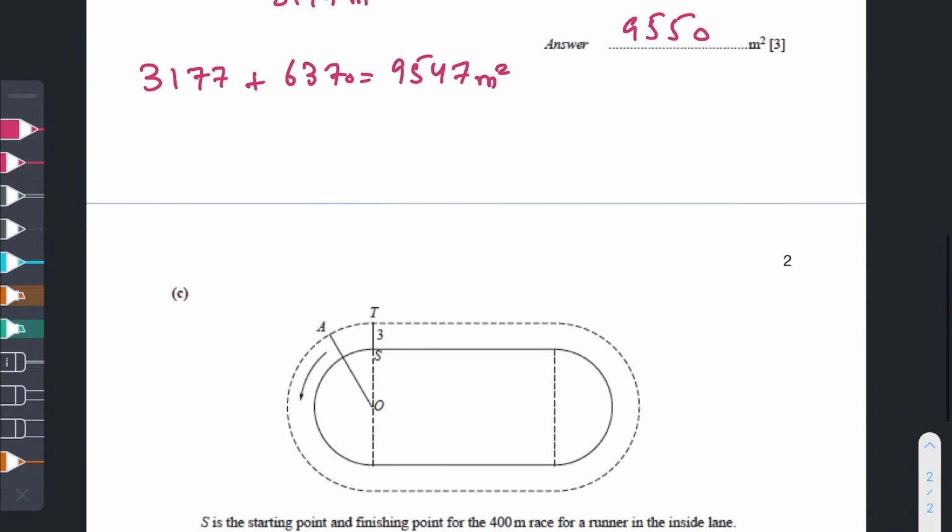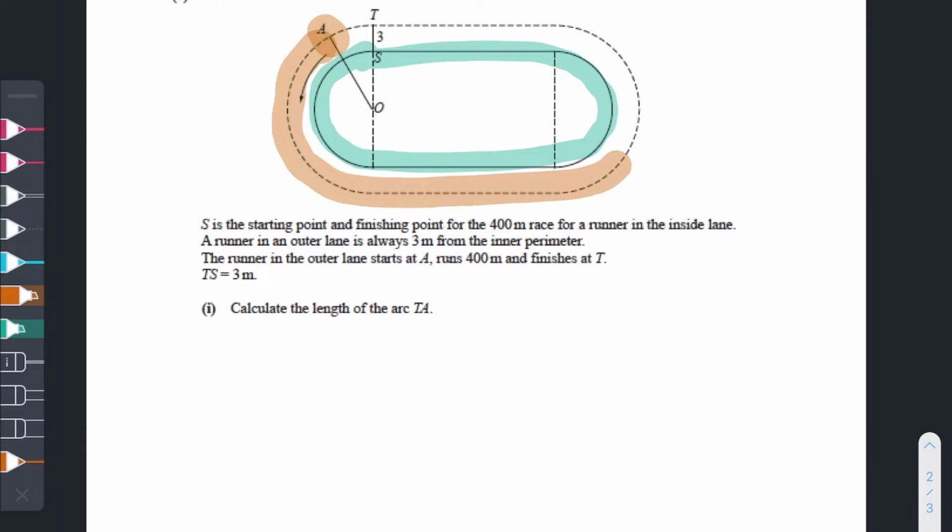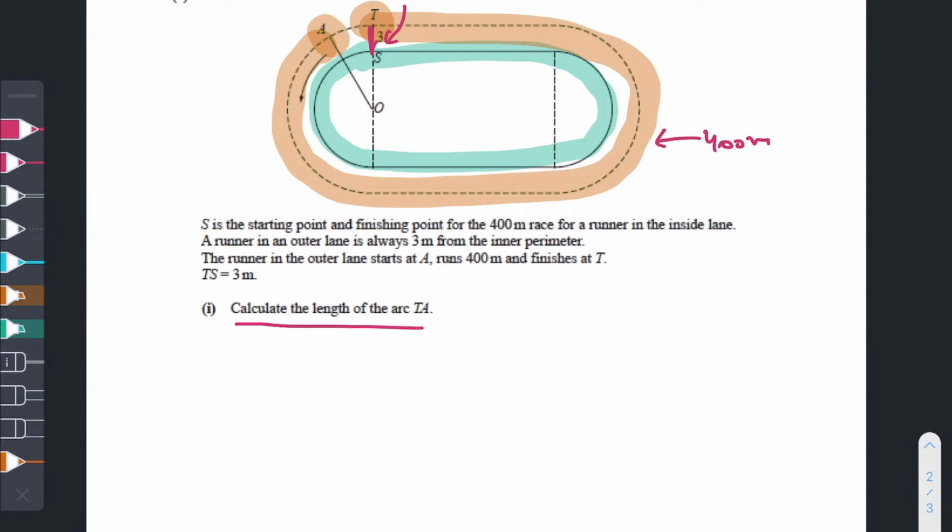Okay, the next part of the question says, S is the starting point and finishing point for the 400-meter race for a runner inside the lane. So S is when you go from this point all the way to this point, this is equal to 400 meters. A runner in an outer lane is always 3 meters from the inner perimeter. The runner in the outer lane starts at A, that means he starts at this point, runs all the way till T. And this length is also going to be 400 meters. And TS, the small part over here, is 3 meters. Calculate the length of the arc TA.